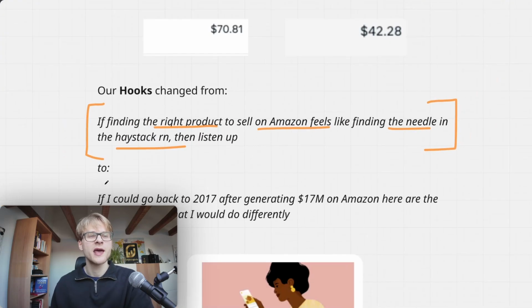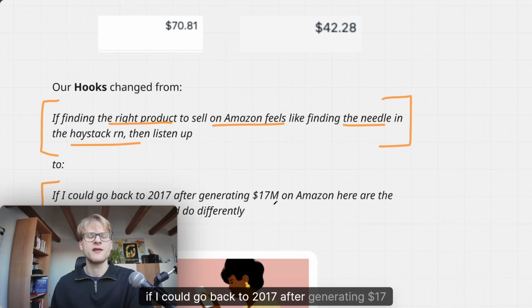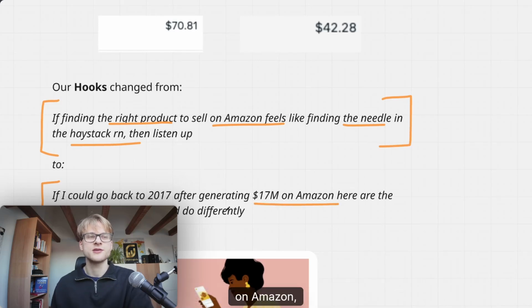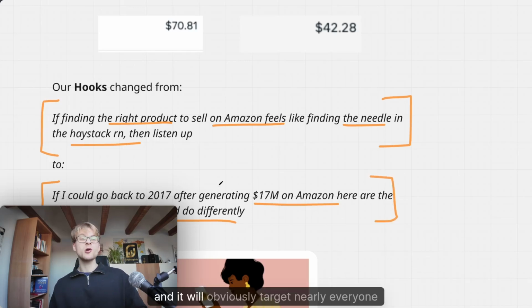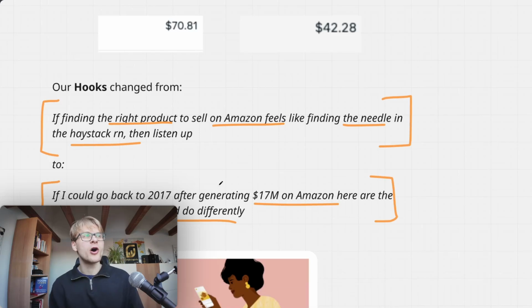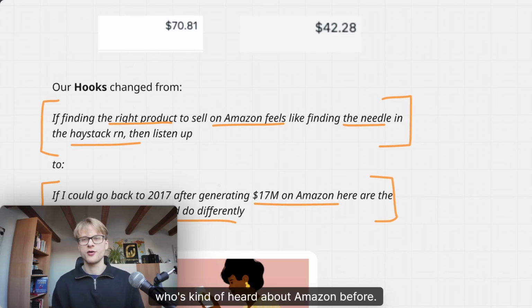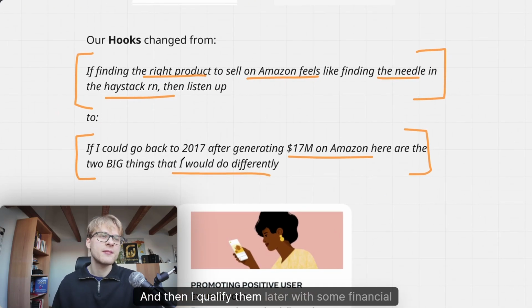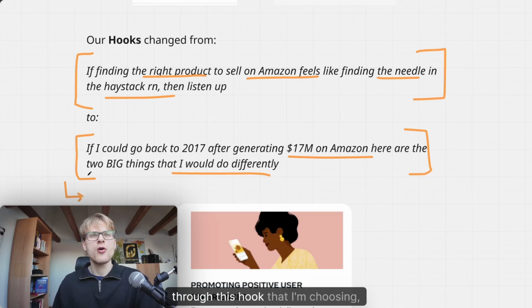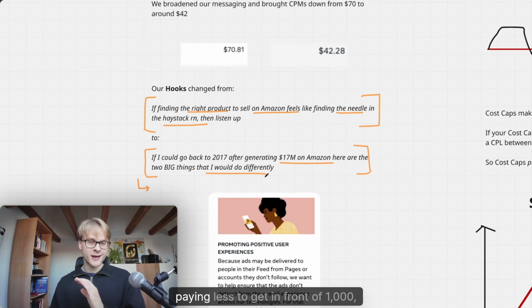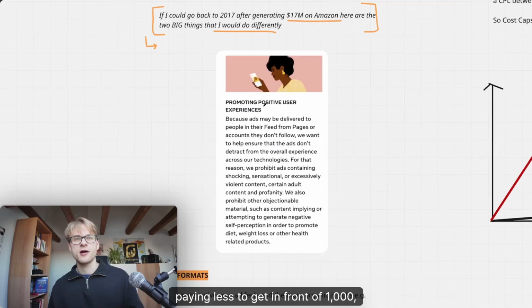I went to something like, "If I could go back to 2017 after generating $17 million on Amazon, here are the two big things that I would do differently." First of all, can you see how different these ads feel? This one feels way more native. And it will obviously target nearly everyone who's kind of heard about Amazon before. Okay. And then I qualify them later with some financial qualifiers. But this way, just through this hook that I'm choosing, I'm paying less to get in front of 1,000 users.